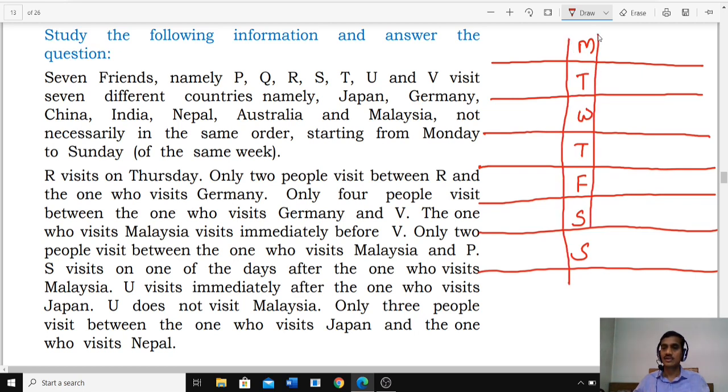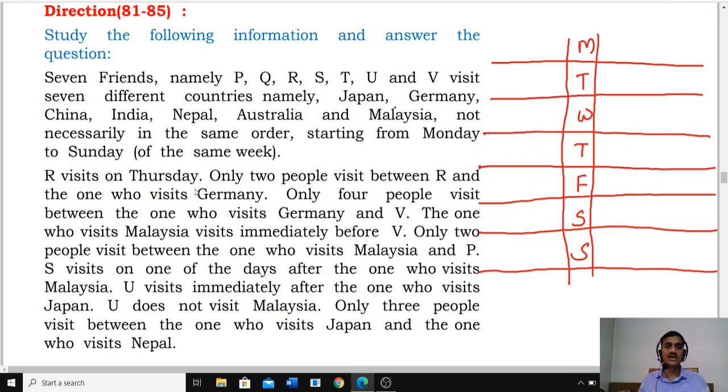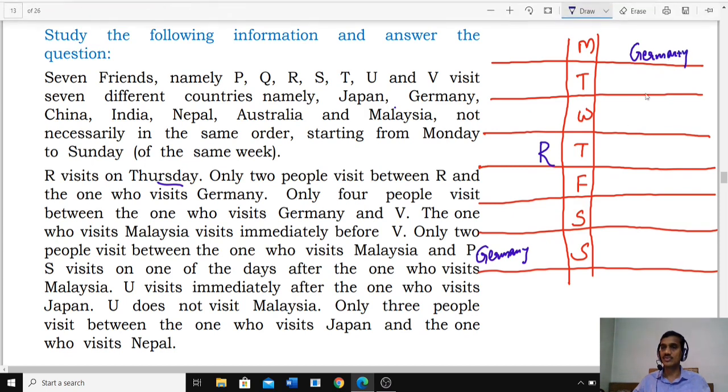Then coming to condition number 1. Now in this condition number 1, R visits on Thursday. Definite information, I am fixing R here. R visits on Thursday. Only 2 people between R and the one who visits Germany. Germany must be on Monday. Germany is on Monday.